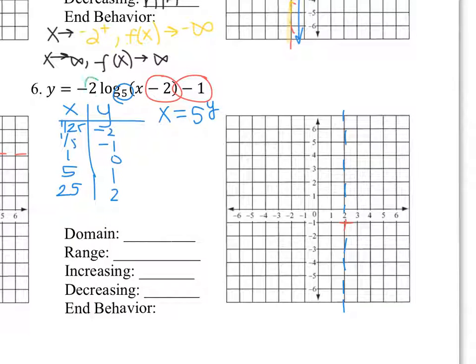This 2 tells me it's a vertical stretch by 2, so I'm going to multiply all my y values by 2, so I get negative 4, negative 2, 0, 2, and 4. And then this negative tells me I have to reflect it over the x-axis. So if I plot 1, 0, it's right here. It's on the x-axis, so I don't have to reflect it. If I plot 5, 2, I'd go right 5, up 2, but instead of going up 2, I'm going to go down 2. And I can't plot 25, so I can plot 1/5, and instead of going down 1, I can go up 1. And now I have my logarithmic function.